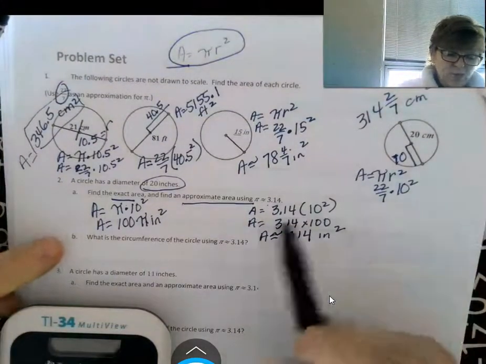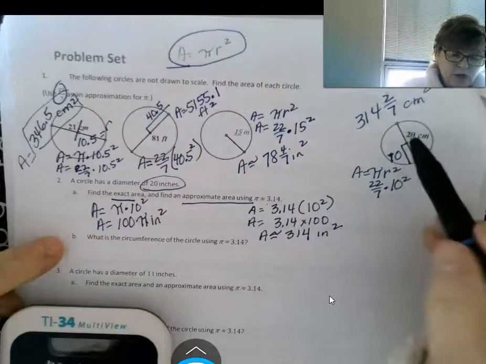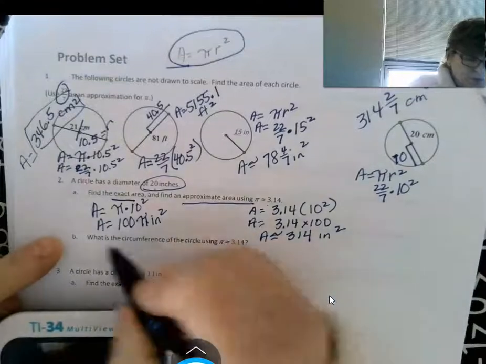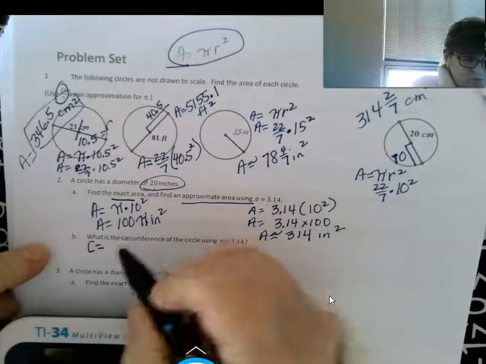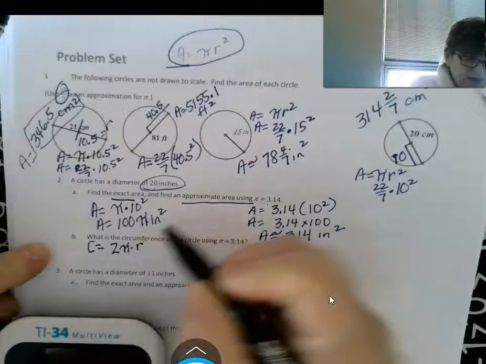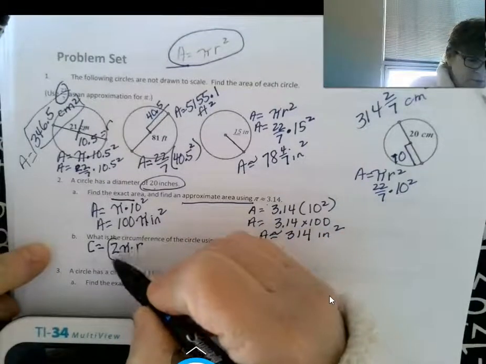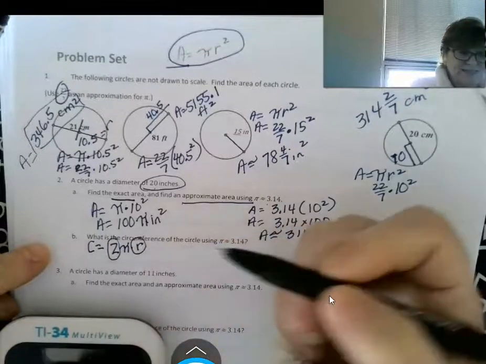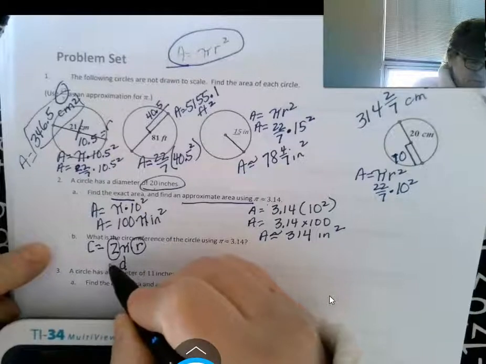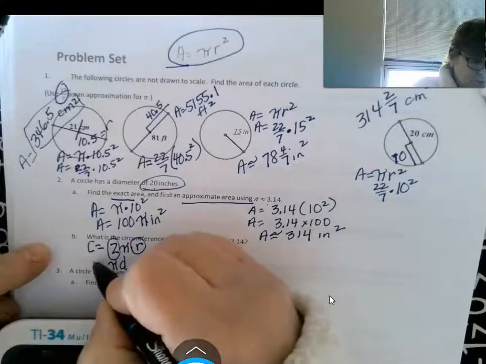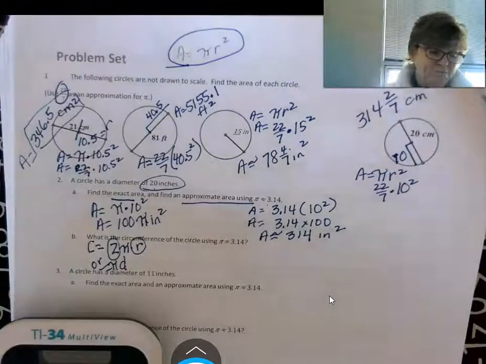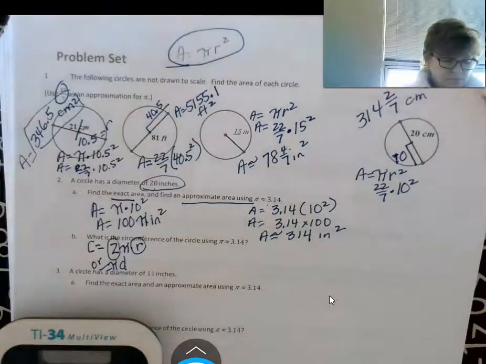What is the circumference? So let's go back to what we know. We know the diameter is 20. So circumference is equal to 2 times pi times the radius. But remember that 2 times the radius is the same thing as the diameter. So based off of the information you have, you can solve it either way.